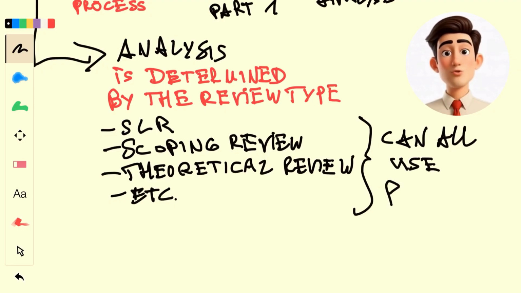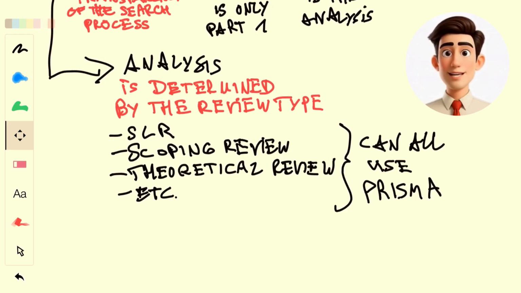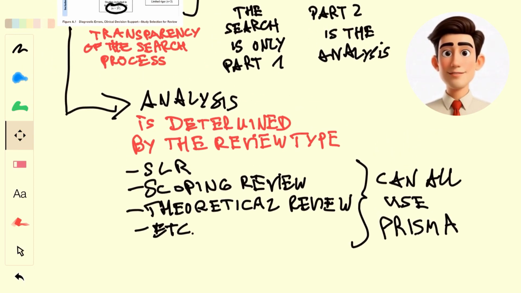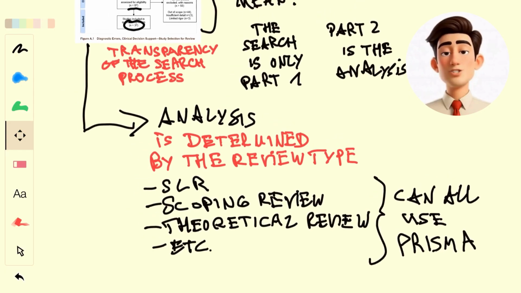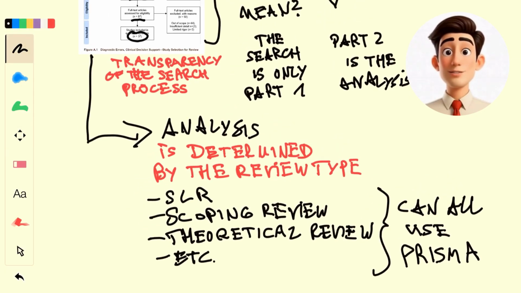One review might use PRISMA for a systematic literature review of intervention studies. Another might use the PRISMA SCR extension for a scoping review that maps a broad research field. Another might use PRISMA-inspired logic to make a theoretical review more transparent. Same reporting logic, different review type, goal, and analysis.